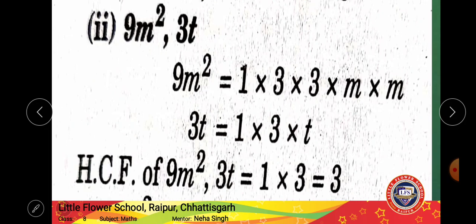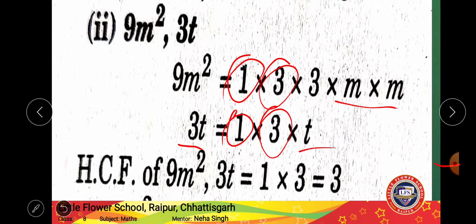9m square and 3t. See, 9m square, first we'll factorize 9, that is 1 into 3 into 3. Now m square will be m into m. Similarly, we will find the factors of 3t. Now we need to find the HCF, so common will be 1 and 3. See, m and t are not common, so HCF is 3, simply 3, okay?